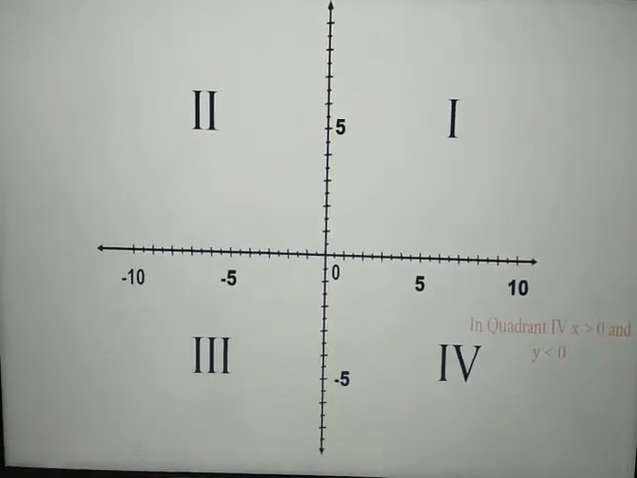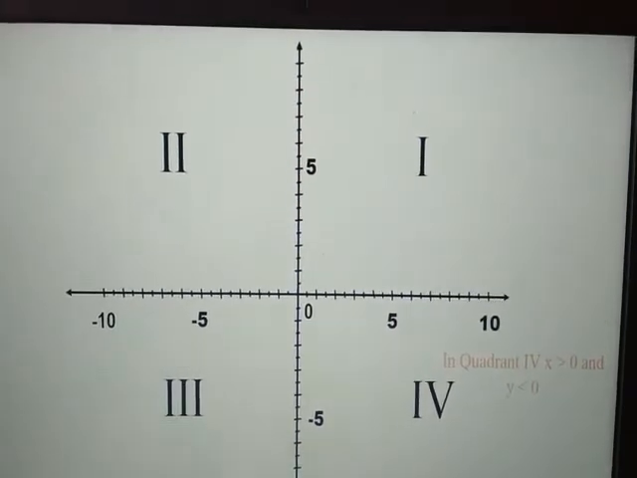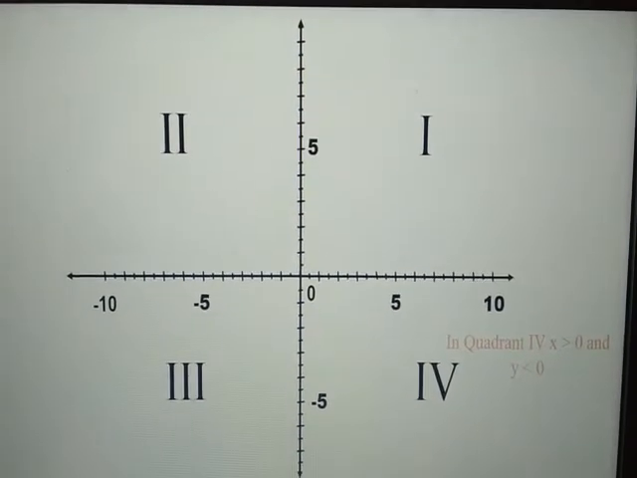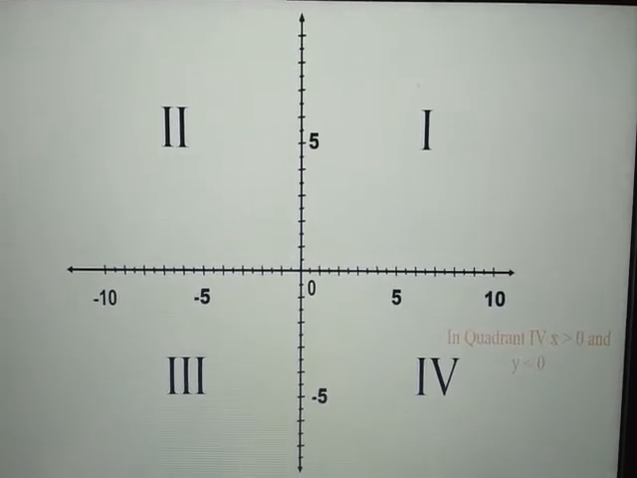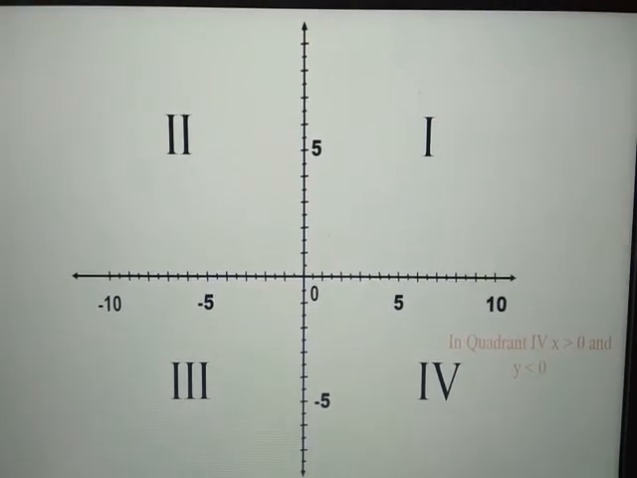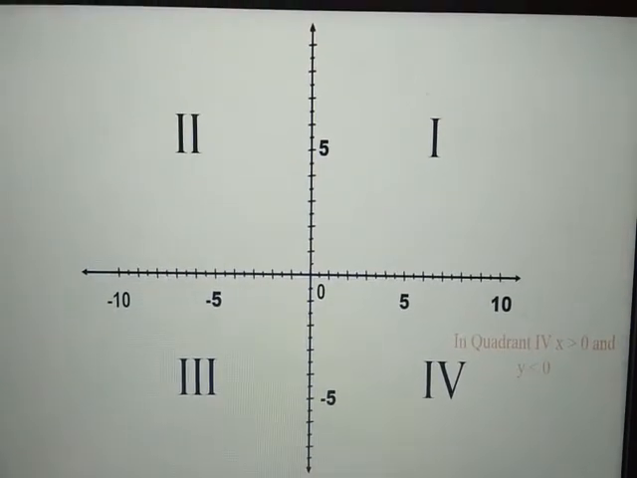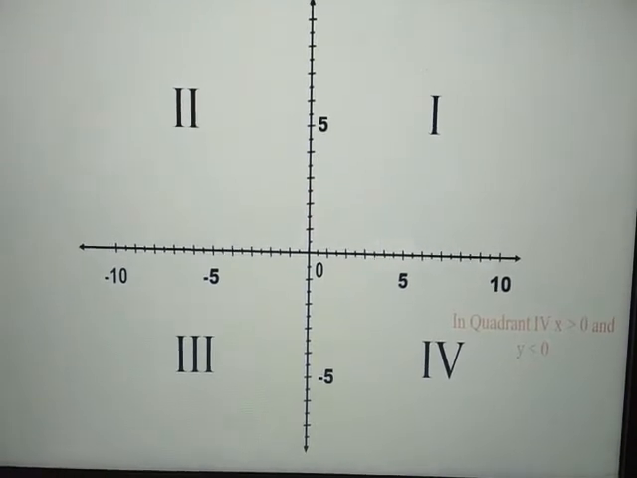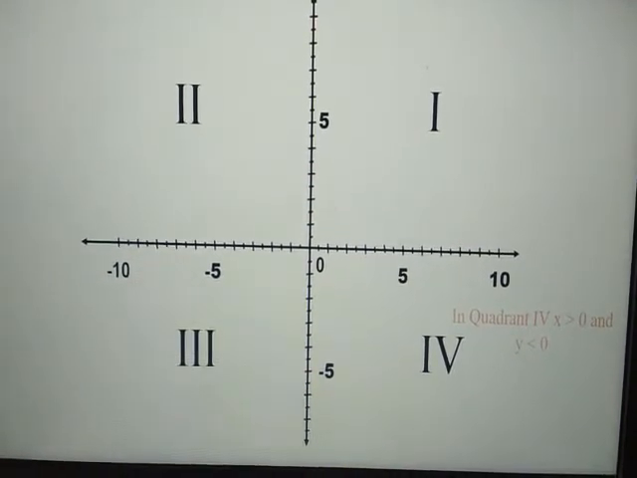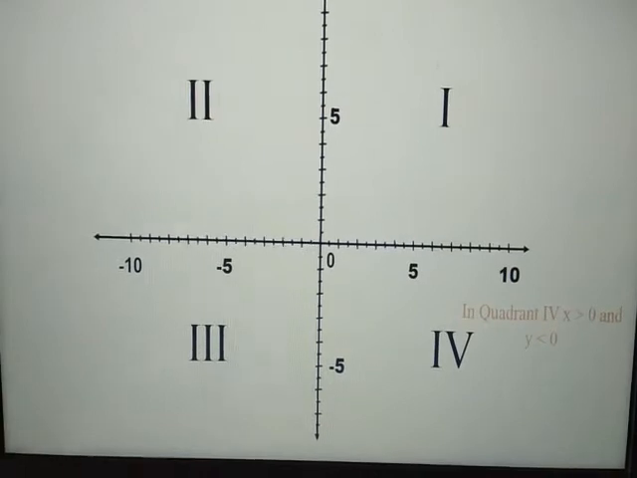When we come to the fourth quadrant, here the points on the x are positive. That is, x is greater than 0 and y is less than 0. So, in the fourth quadrant, x is greater than 0 and y is less than 0.